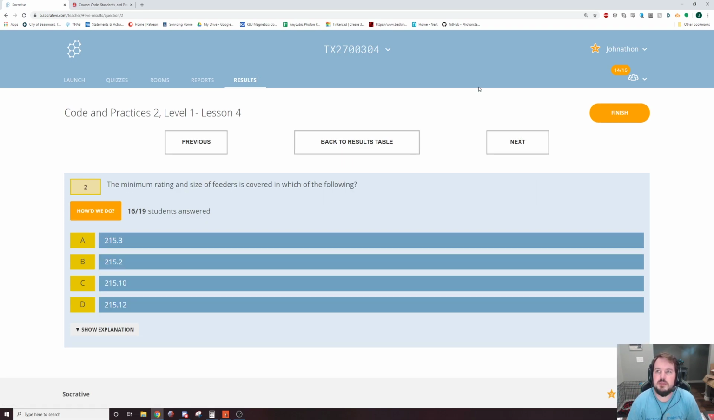Next up, the minimum rating and size of feeders is covered in which of the following? Now that's obviously going to be 215. 215.2 is titled minimum rating and size. We're talking about feeders, so that's going to direct you to the feeders article. However you want to find yourself to the feeders article, using the index or the table of contents, get yourself to the feeders article, and then it's right there.